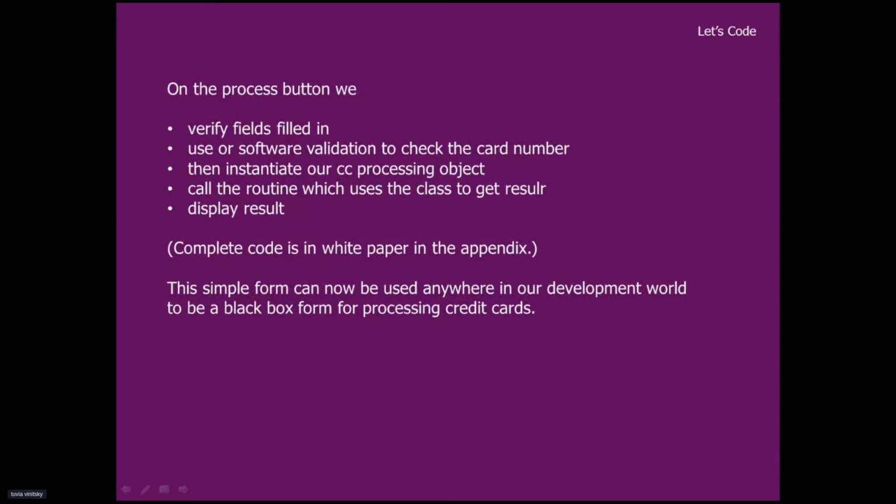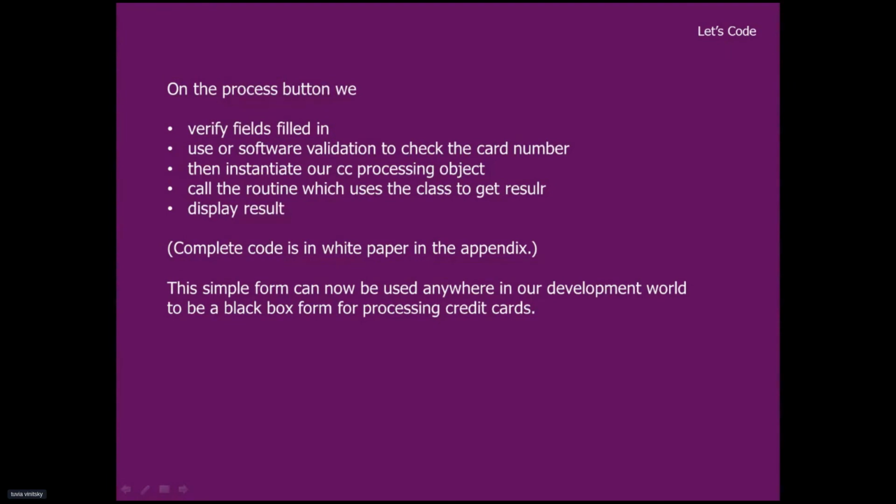So on the process button, we're going to verify the fields are filled in. We're going to use our software validation to check the card number. Then we're going to instantiate our credit card processing object, call the routine with the amount and the person's name. It's going to call the process method of our credit card object. Then it's going to display the result. There's a whole sample of this code for this form. It's in the white paper.